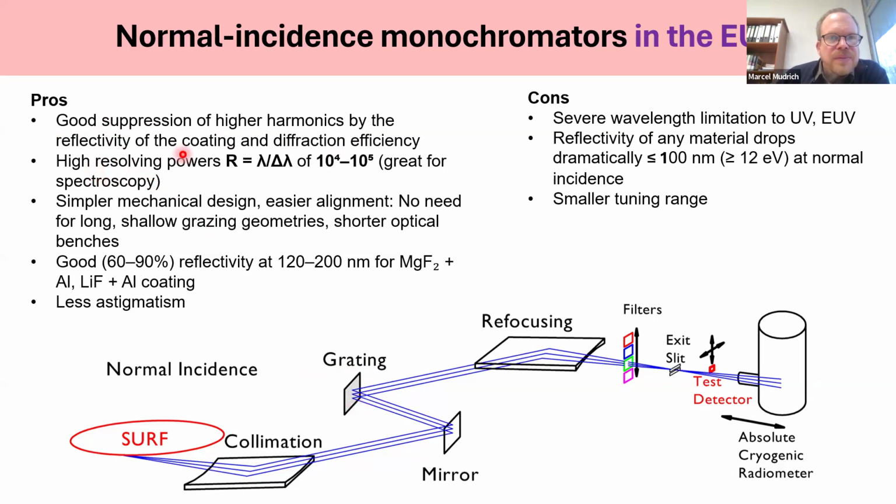So the efficiency drops for higher photon energies. It has very good resolving power. So the degree of monochromatization is very high. So that's very good for spectroscopy. In principle, the mechanical design is easier because we don't need these very long, shallow grazing incidence geometries.